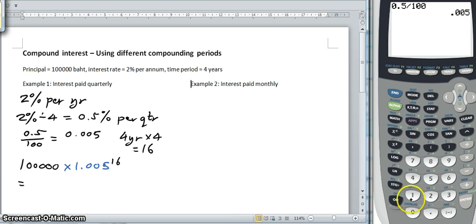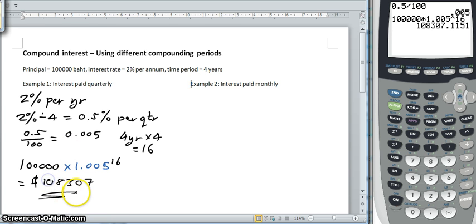Using the calculator, we've got 100,000 multiplied by 1.005 raised to the power of 16. Okay, and that gives us an amount which is 108,307 approximately. We'll leave it like that. We'll just get rid of the few satang on the end. Okay, that's it. So we've got 108,307.